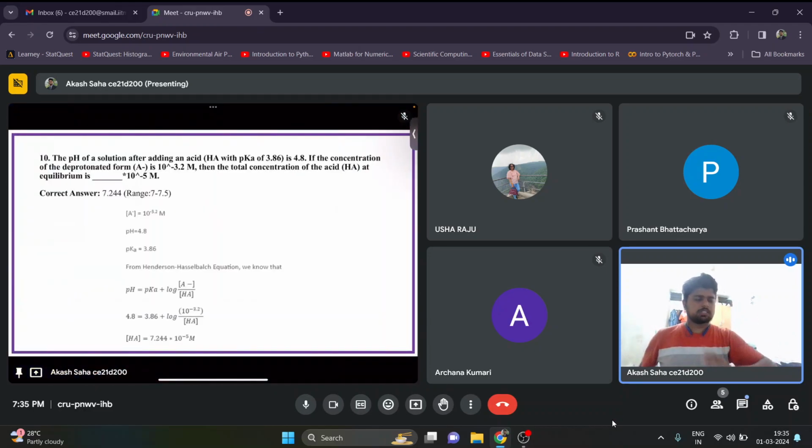Okay, so this is what is directly shown in the derivation of this problem. So this is the Henderson-Hasselbalch equation. So directly we can substitute and get the answer.